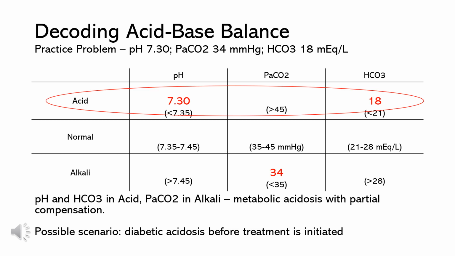pH of 7.30 is less than 7.35, so that's in the acid category. A PaCO2 of 34 is less than 35, so that's in the alkaline category. And a bicarb of 18 is less than 21, so it is in the acid category. That gives us pH and bicarb in acid, and we've got a PaCO2 that's in alkali. This means we have metabolic acidosis with partial compensation. A possible scenario here is diabetic acidosis before treatment is initiated.